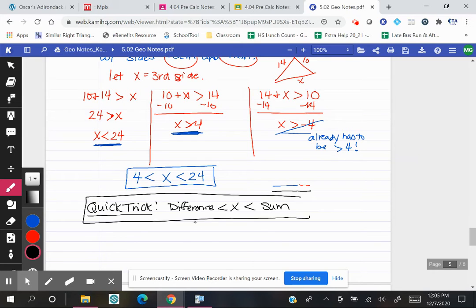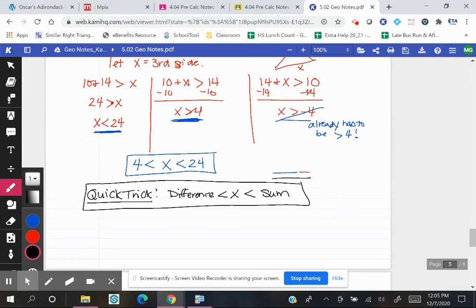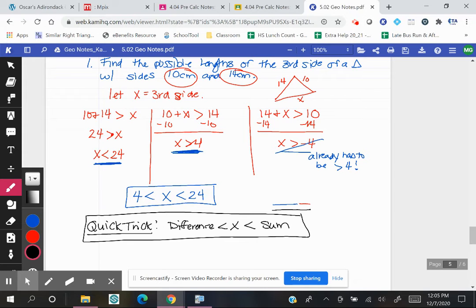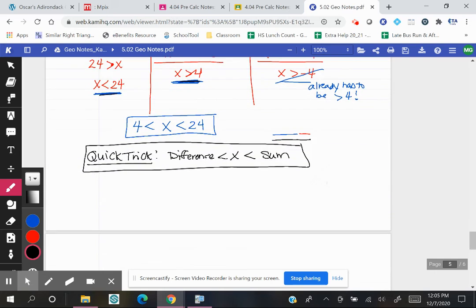So this will work anytime you're given the two side lengths, then you don't have to go through all this work. You can just say, okay, well, I know then the third side has to be bigger than the difference, and it has to be less than the sum of those two sides.